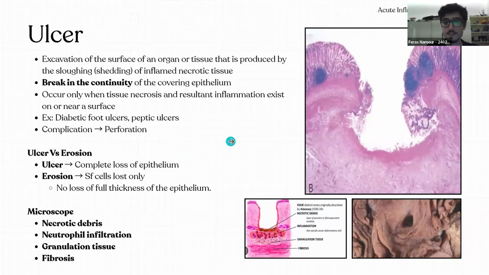Now, ulcer is something Dr. Abrar really enjoyed teaching. I remember he was very passionate about distinguishing between ulcers and erosions, and he'll do this again in MSI. Now, an ulcer is essentially when you have trauma or any kind of stress or damage to an epithelium, and there's entire loss of the epithelium, the whole thickness of epithelium is gone. So there's a disruption of the continuity of epithelium.